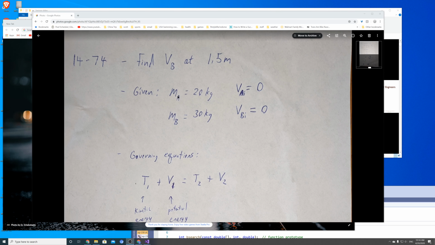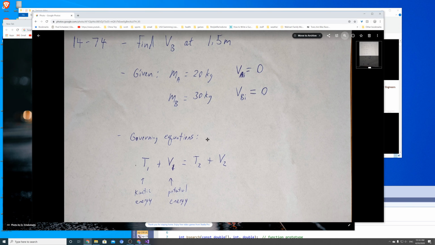Okay, so what are we looking for? We're looking for the velocity vB when B is 1.5 meters down from where it was. It matters how we define this. The way I looked at it was similar to what the author did, defining our datum with both initial points at that position, so the final position will be down by 1.5 meters. What's given is the mass of each, and we know right off the bat that the initial velocities of each are 0, because they're at rest, right?